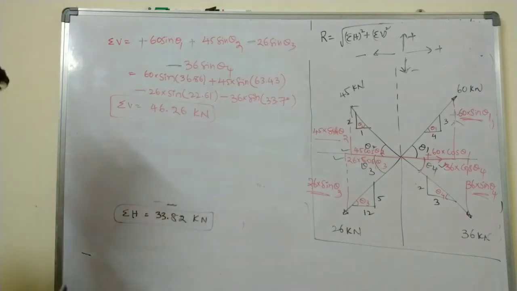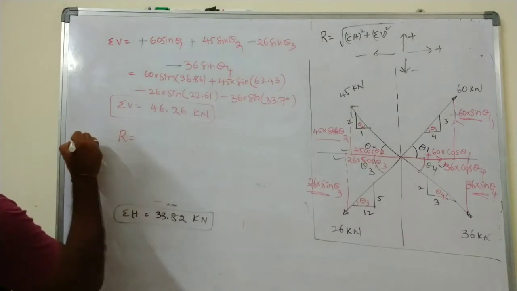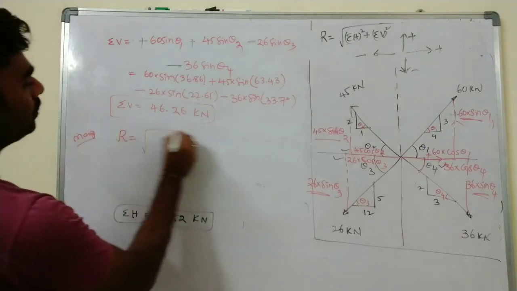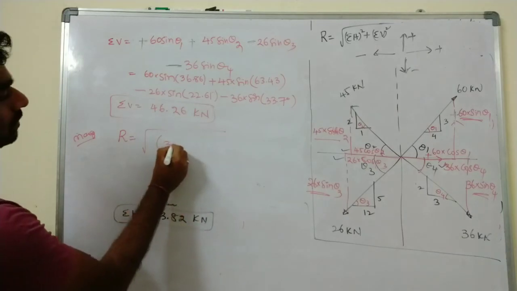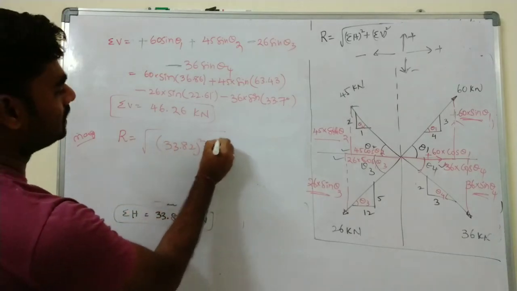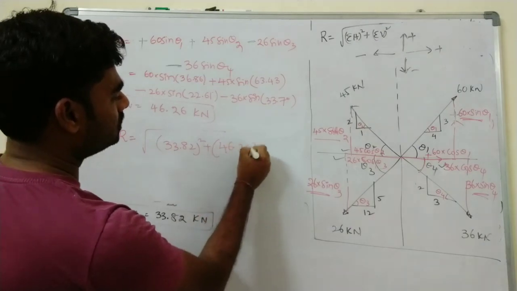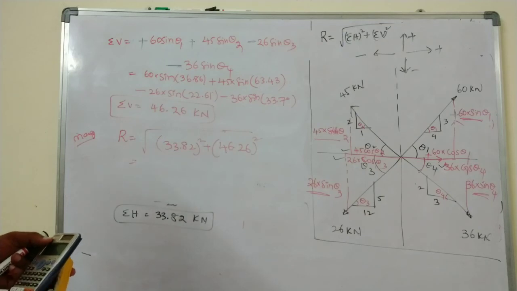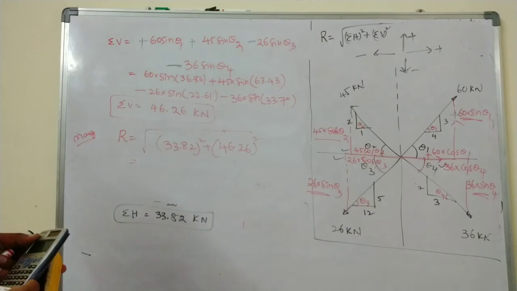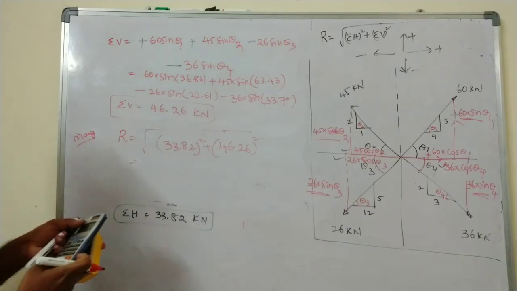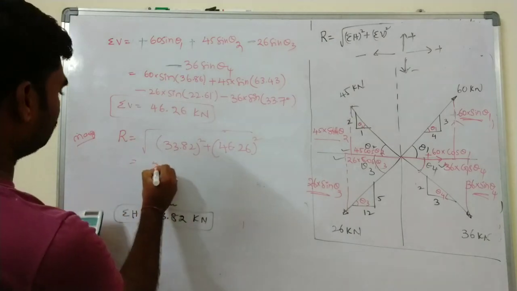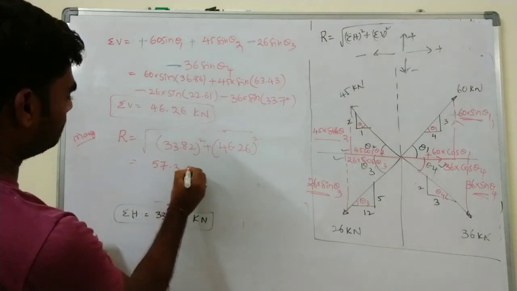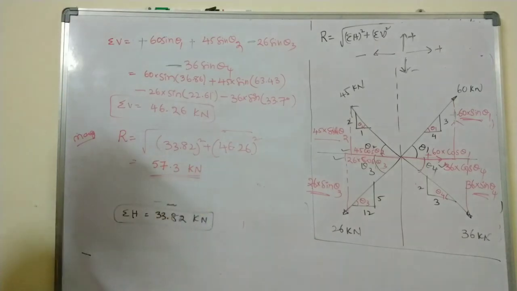So we can calculate the R value very easily. R equals, that means the magnitude, under root of sigma H, 33.82, whole square, plus sigma V, 46.26, whole square. The value of R equals under root of 33.82 whole square plus 46.26 whole square. The value of R equals 57.3 kilonewtons.